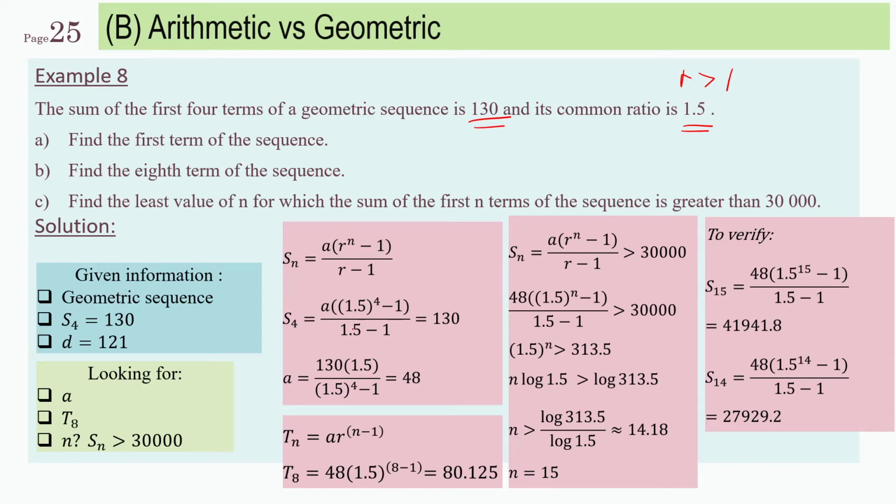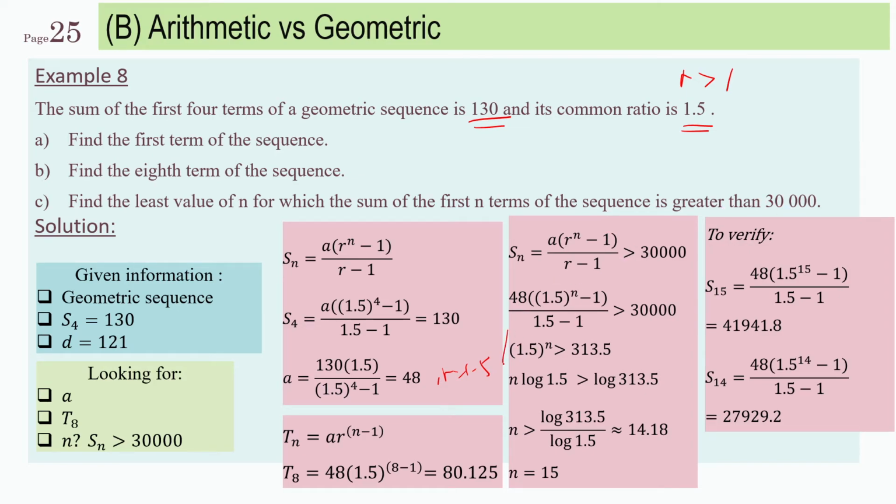So I substitute everything inside, and then I get my a as 48. Once I get a is 48 and r is 1.5, I can easily find my T8. Just substitute everything inside, and then I got this one. For the least value, I use the sum formula back, they want it greater than 30,000. So I substitute everything.